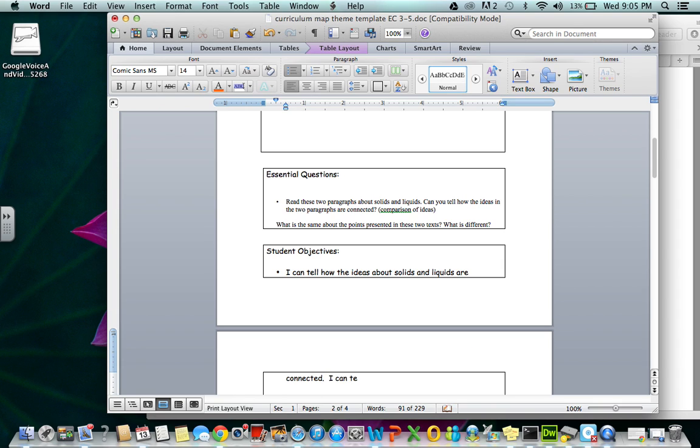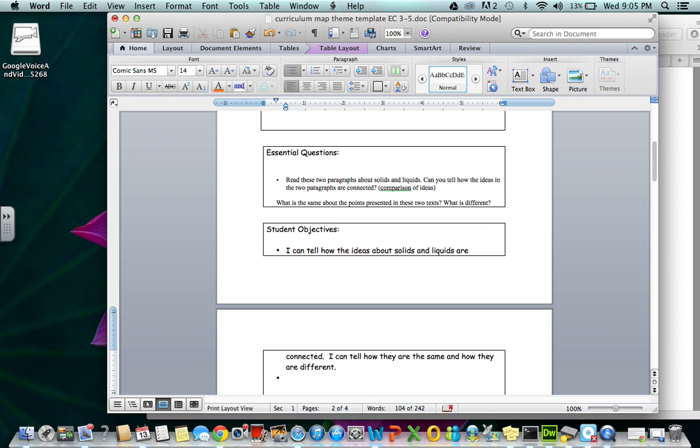I can tell how they are the same and how they are different. Okay, now my next objective: what is the same about the points presented in these two texts and what is different? I'm going to say, I can tell how the two texts are the same and how they are different.